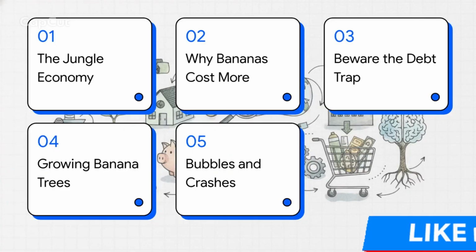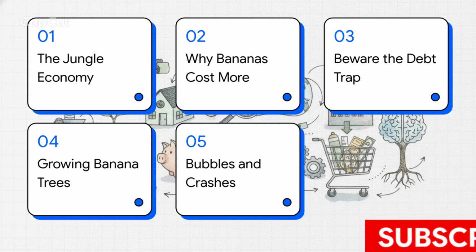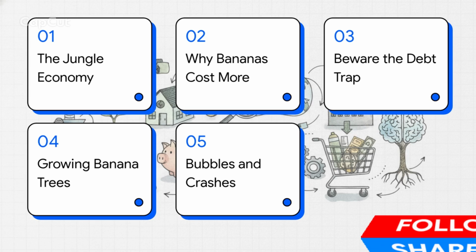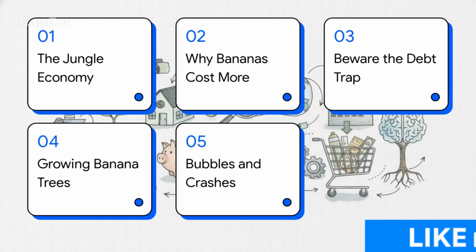Here is our roadmap for today's jungle tour. First, welcome to the jungle economy. Then, why bananas cost more leaves. Next, beware the debt trap, followed by investing, growing banana trees. And we'll wrap it up with bubbles, crashes, and recessions.